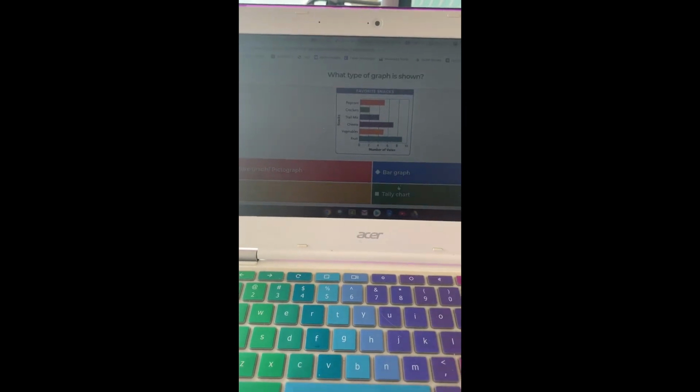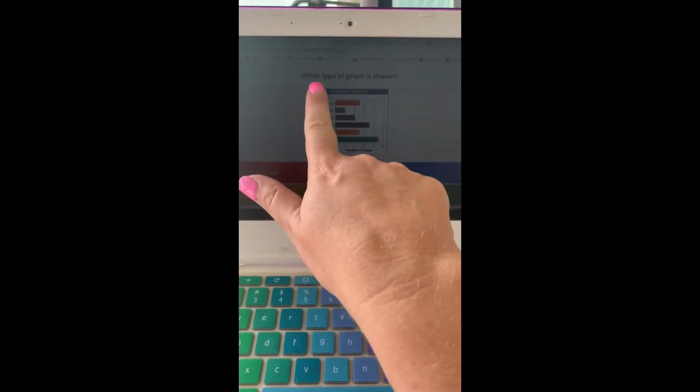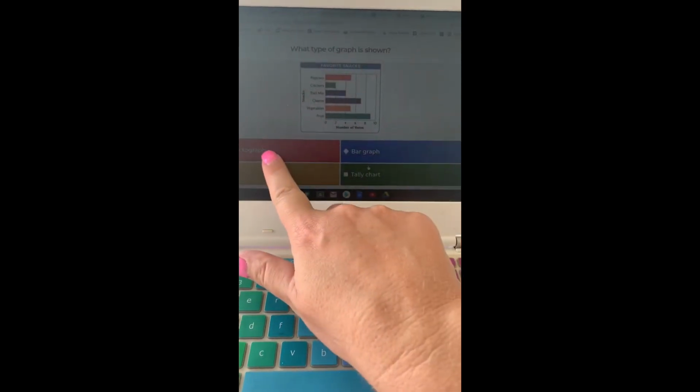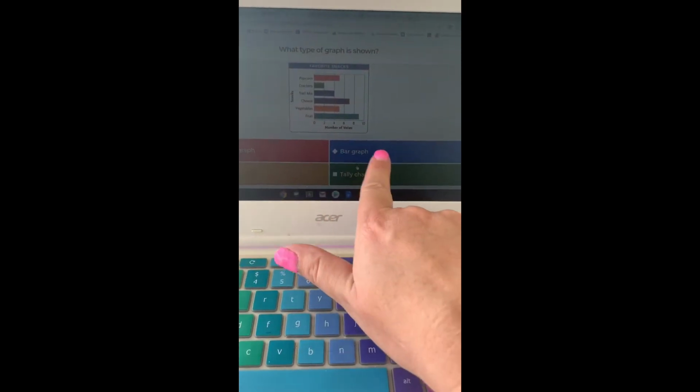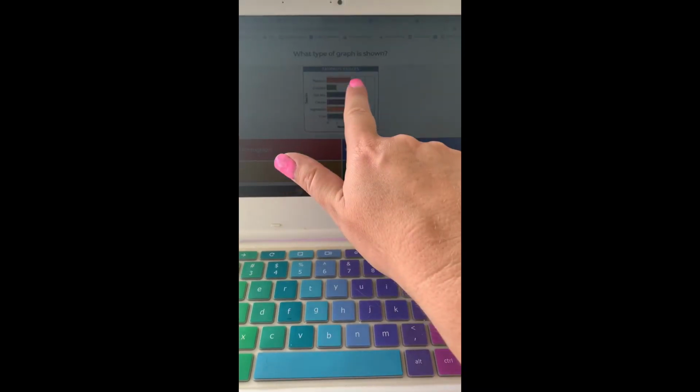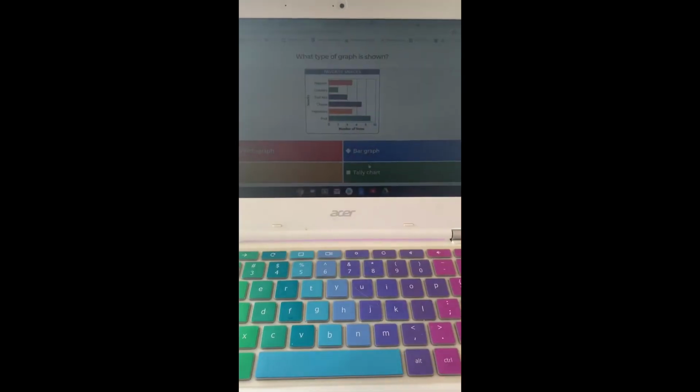Okay, everybody seemed to be having a hard time with the graphs, so I'm going to go over it with you. It says what type of graph is shown here. This is what it's talking about. You have the option of a picture graph, a bar graph, a line plot, or a tally chart. Well, we know those aren't tallies. They're bars, right? So it's going to be a bar graph.